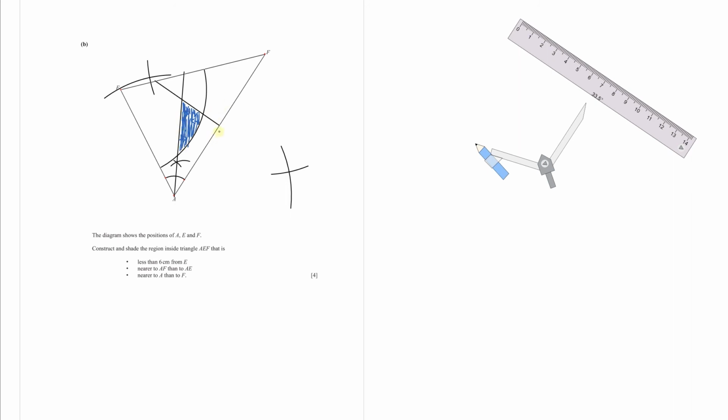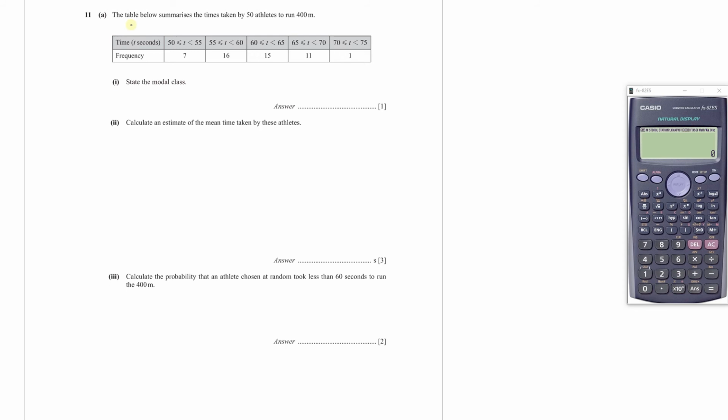The next question is: the table below summarizes the time taken by 50 athletes to run 400 meters. So you have time in seconds and frequency. So this shows that 7 athletes took a time between 50 and 55 seconds. 16 took a time between 55 and 60 seconds to run 400 meters and so on. Part one is state the modal class.